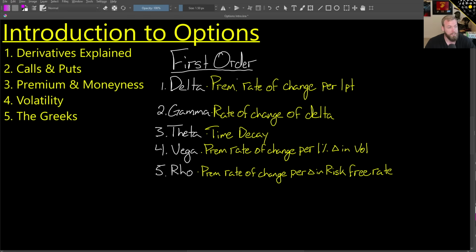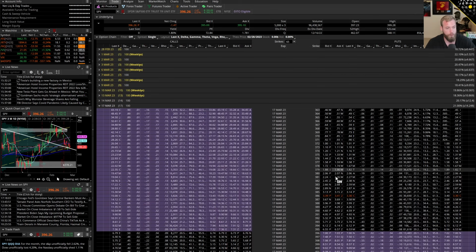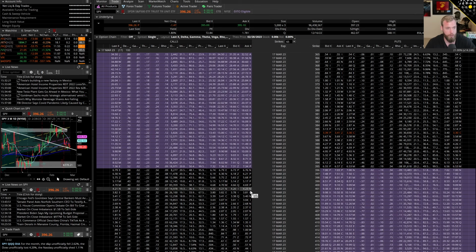So delta, gamma, theta, vega, rho, these are simply metrics that we observe to understand how different traits of an options contract will move. So notice up here, this is delta, gamma, theta, vega, rho, then delta, gamma, theta, vega, rho. And you can tell that there's differences depending on how far out in time you go, or how far in the money or out of the money you go. And also a difference if it's a call or a put.